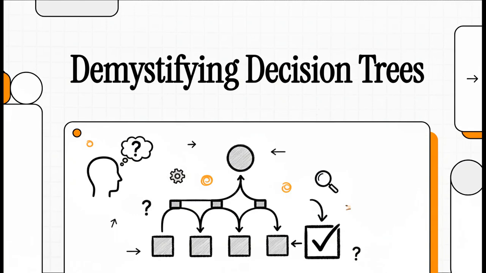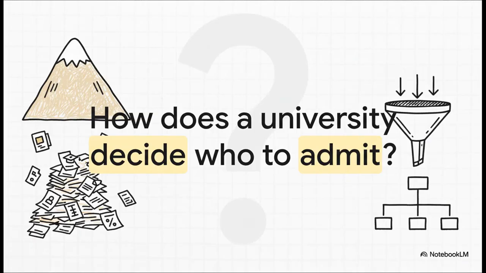All right, let's dive in. Today, we're going to pull back the curtain on one of the coolest tools in machine learning, the decision tree. It's the secret sauce behind how machines learn to make choices, and you'll see it's actually way more intuitive than it sounds. So, to really wrap our heads around this, let's start with a problem we can all understand.